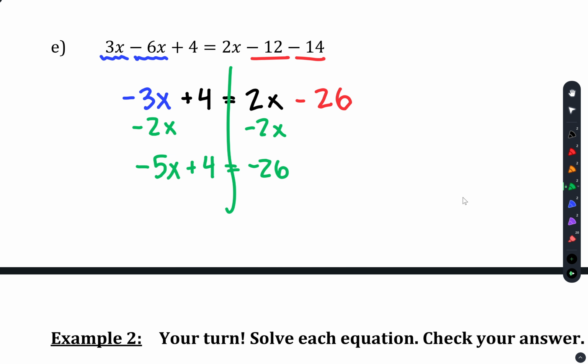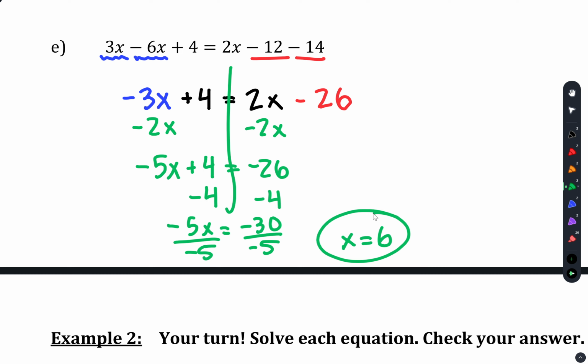From here, what am I looking at? Subtract 4 from both sides. So negative 5x equals negative 30. Divide both sides by negative 5. X equals positive 6. Sound good? Any questions on the front page?